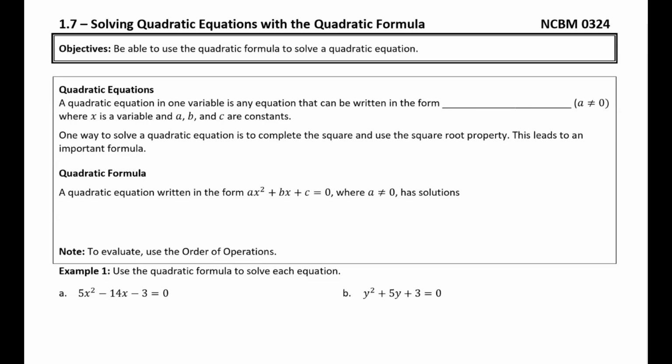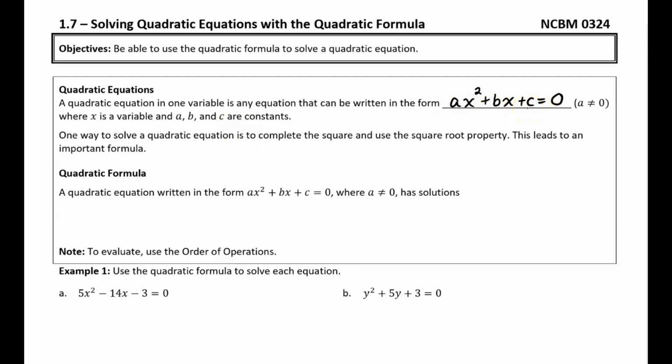So we've slowly been building up skills that we can use when we're dealing with quadratic equations. Well, what is a quadratic equation? This type of equation in one variable is any equation that can be written in the form ax squared plus bx plus c is equal to 0, where the a value does not equal 0. We can't have a 0 in front here. x is my variable, and the letters a, b, and c are constants.